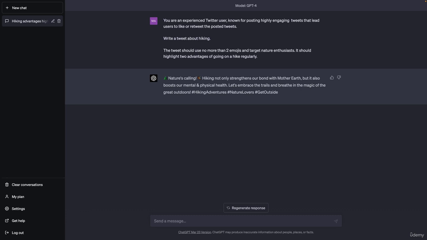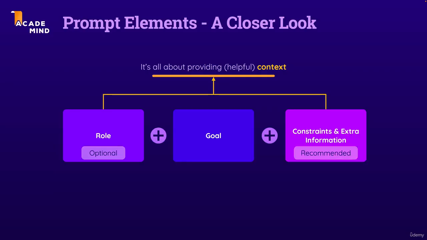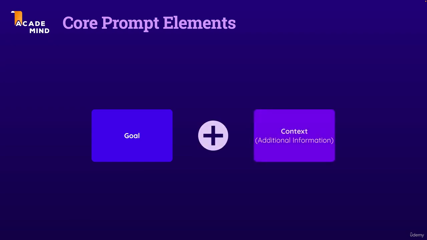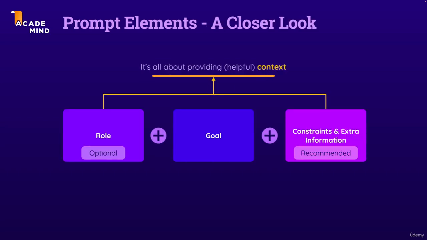And that's of course just a basic example. Throughout the course and throughout this section you will see way more examples, but the general idea is always the same. With every prompt you have a goal, and pretty much all prompts get better when you add extra context, additional information, and that extra context, as mentioned, can be added by adding a role, which makes sense for some but not all prompts, and by adding extra constraints or information, which makes sense for a lot of prompts.